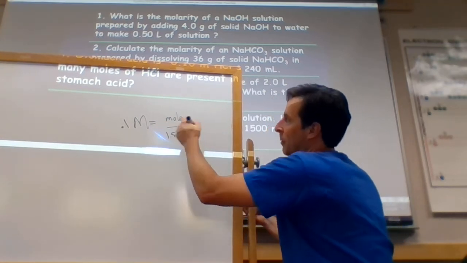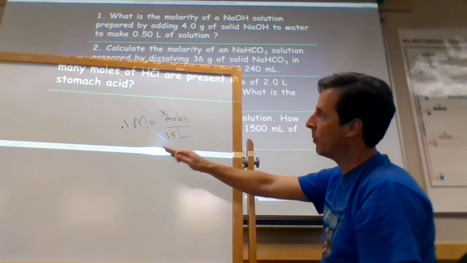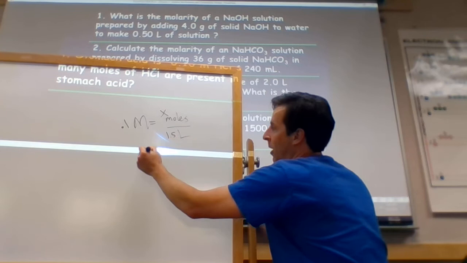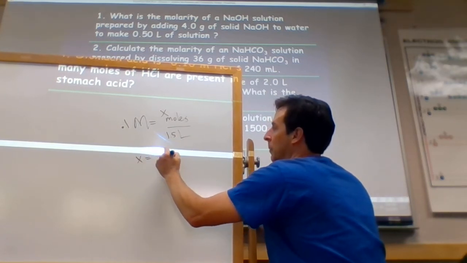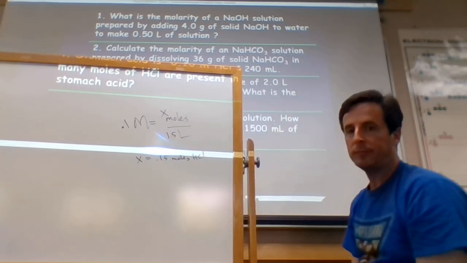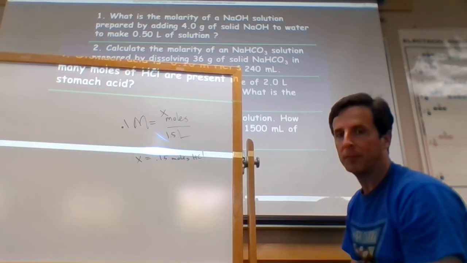And then I can make the moles the unknown. That could be my x term. So I have 0.1 equals x over 1.5. So if I solve for x, x equals 0.15 moles of HCl. And that's it. That's one way to solve this problem.